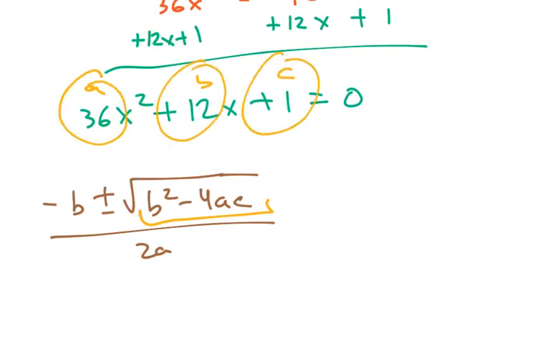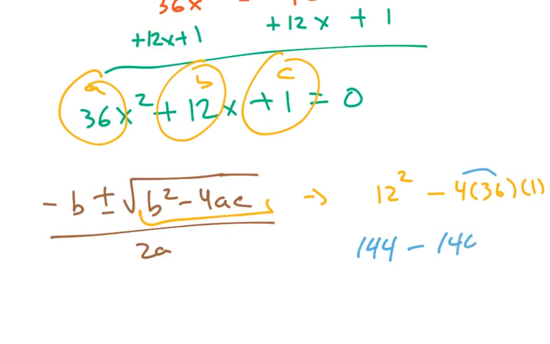I'm cringing inside a little bit just because the numbers are going to get big, but we can handle this. 12 squared minus 4a is 36. C, thank goodness, is 1. 12 squared is 144. That's a common one that people memorize. So this is 144 minus 4 times 36. I don't think many people know what 4 times 36 is, but 2 times 36 is a little more common. That's 72. And if you double that, you get 144 times 1.